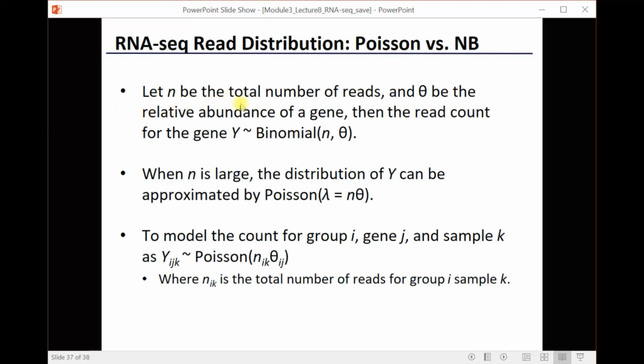So let n be the total number of RNA-seq reads, and theta be the relative abundance of a gene. Then the read count can be modeled as a binomial distribution with n and theta. Once the number of reads is large, the binomial distribution can be approximated by the Poisson distribution. To model the count for group i, gene j, and sample k, we can model it as this Poisson, or we can model it as this negative binomial distribution.